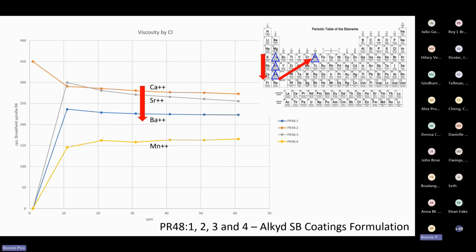Viscosity, although all four products are very similar and on the low side of the viscosity trend, it's interesting to see how if we move down that second column, we do see the same response with respect to the viscosity. And if we also take a look at the 48.4, the manganese over here, it sort of stands alone in terms of viscosity as well.